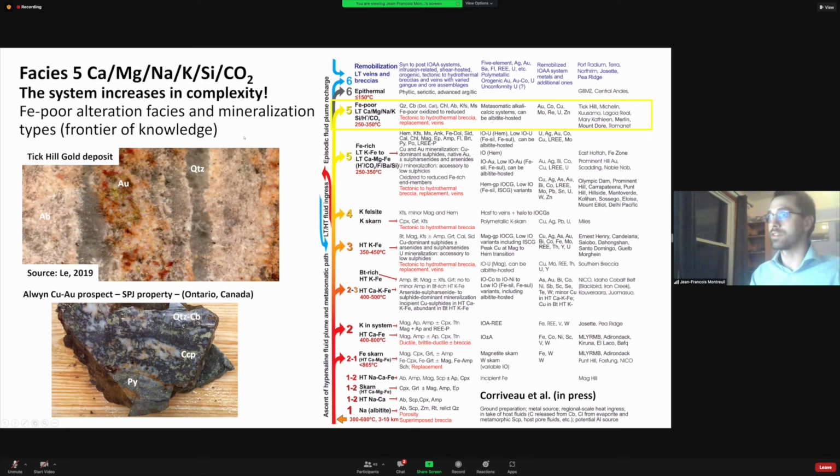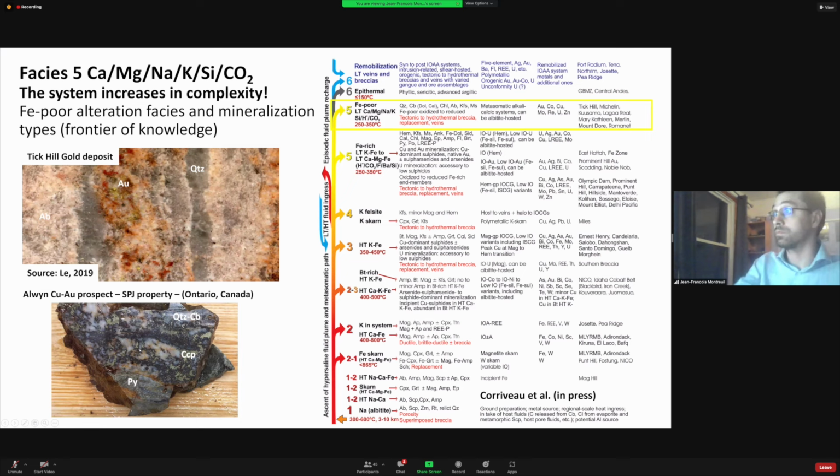One of them is from the Tick Hill deposit in Australia, where we have zones of silica alteration overprinted by quartz and quartz-carbonate associated with the deposition of gold. And on the SPJ property, we have veins of quartz-carbonate associated with chalcopyrite and a component of gold mineralization as well.